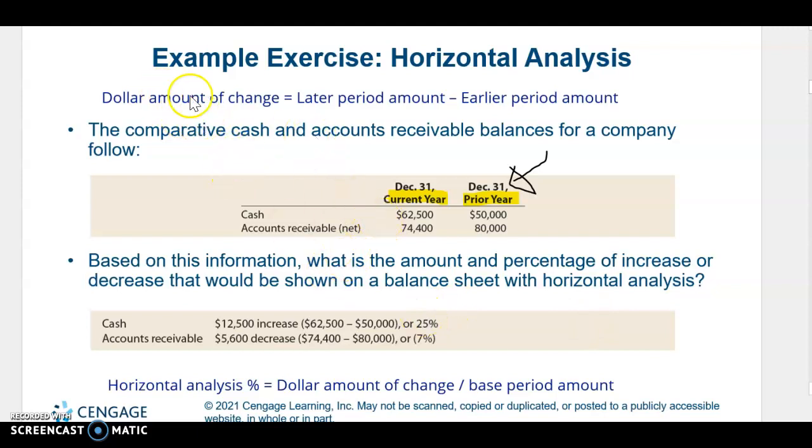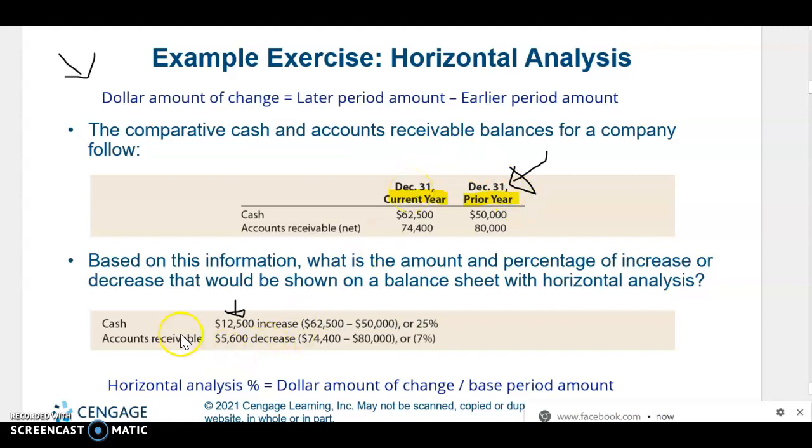what we're going to do is first you're going to calculate the change. You're going to take the later period amount and subtract the earlier period. So when you do that for cash, 62,500 minus 50,000, you see that you have a 12,500 difference. All right, so I have written this formula up here to show you that that is how you get the dollar amount of change. Okay, now how do I know it was an increase? Because it went up from the early year to the current year.